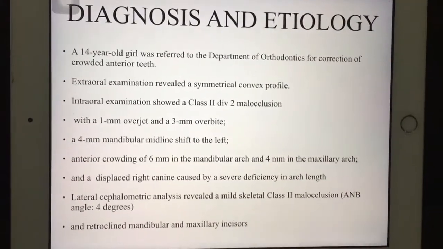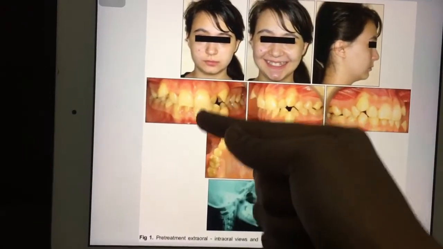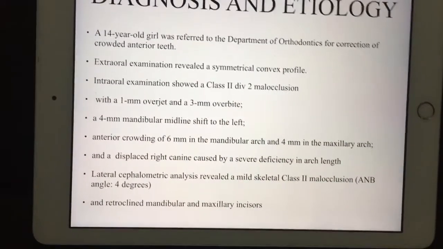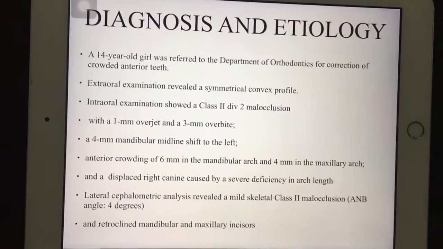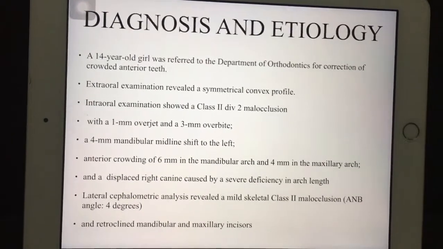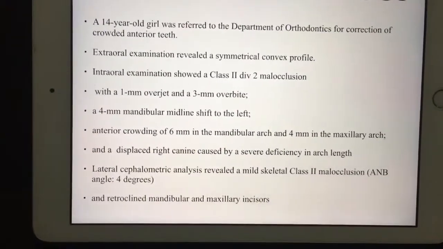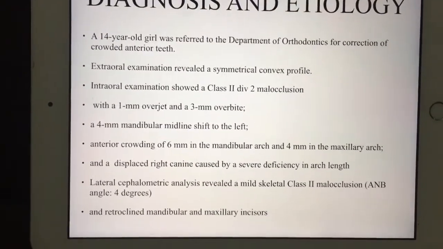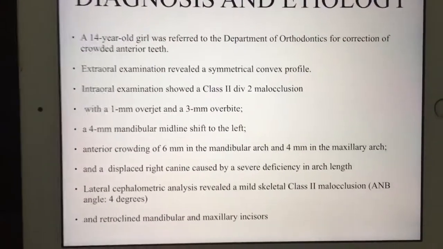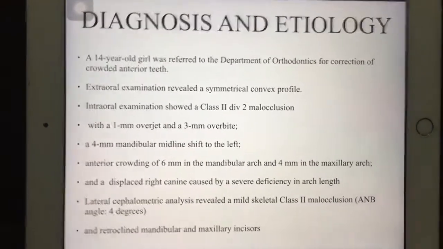A 4 mm mandibular midline shift to the left. Ito yung mandibular midline niya. Here. So, sobra na siyang deviated to the left. Anterior crowding of 6 mm in mandibular arch and 4 mm in maxillary arch. And a displaced right canine caused by a severe deficiency in arch length. Lateral cephalometric analysis revealed a mild skeletal class 2 malocclusion with the following record of A and B angle of 4 degrees, and also a retrocline mandibular and maxillary incisors.